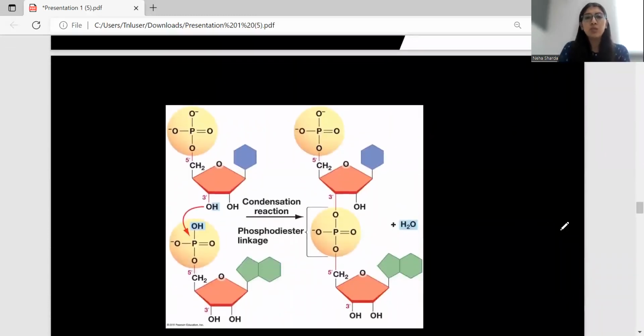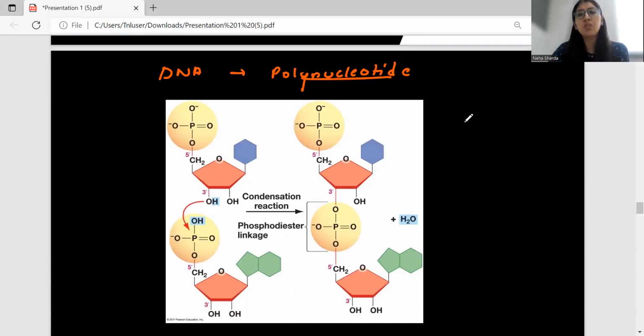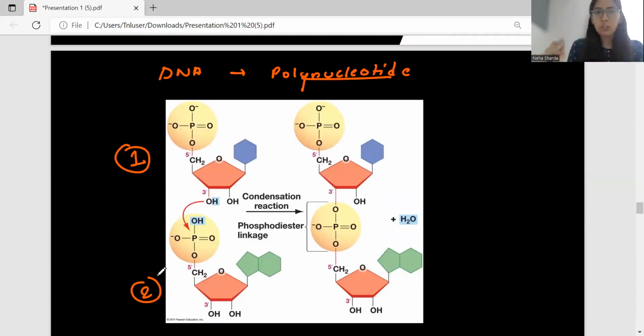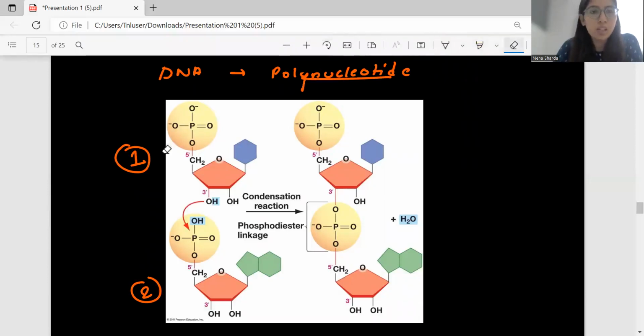Now, we also know that DNA or nucleic acids are known as polynucleotides. So these nucleotides, the first nucleotide and second nucleotide, must attach with each other. They must form a bond. So they will form a phosphodiester bond. And the bond will form between, for a second.